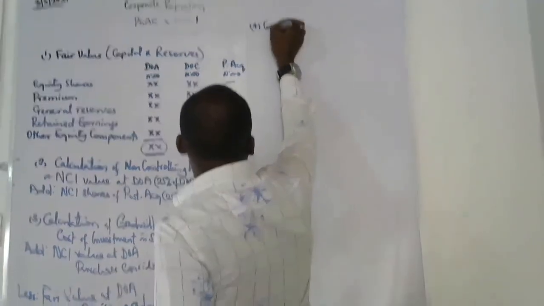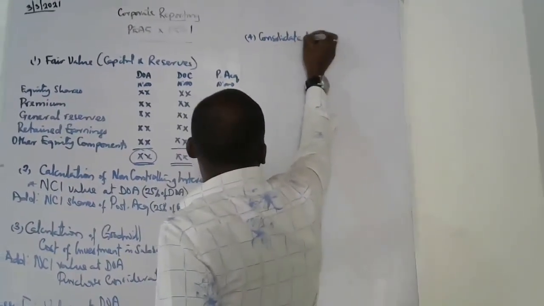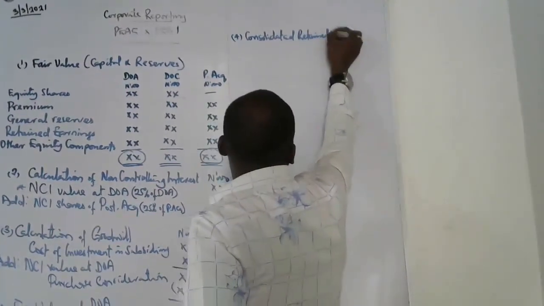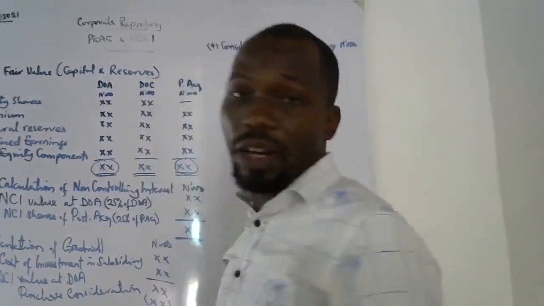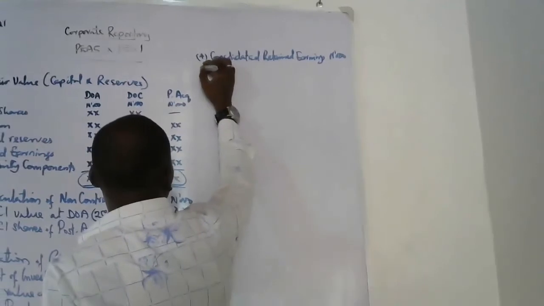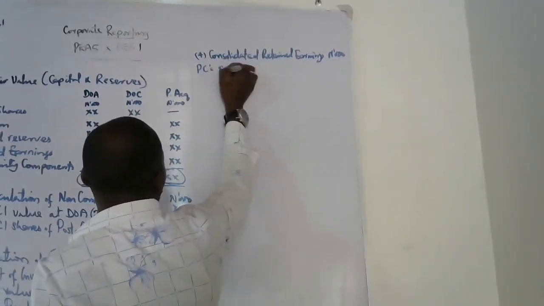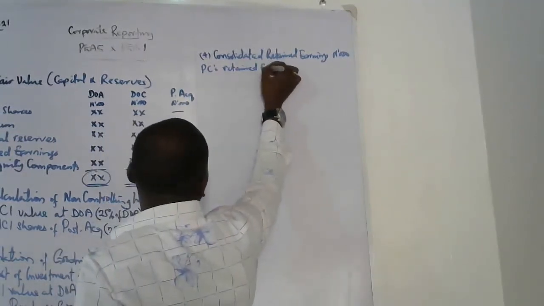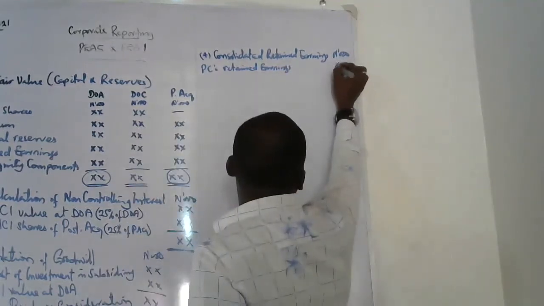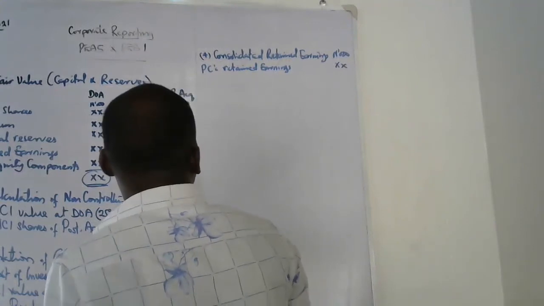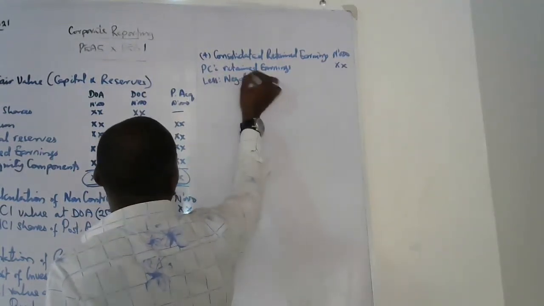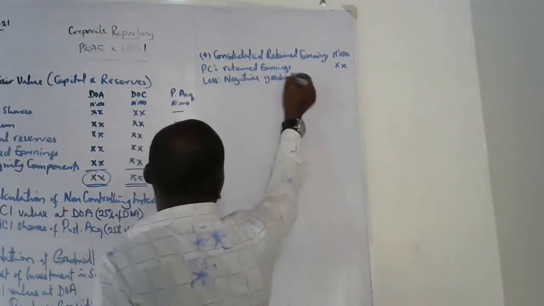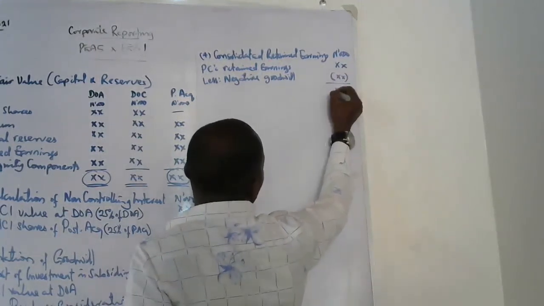Now after this, working note 4, the next thing to calculate is consolidated retained earnings. In this case, we want to look into the retained earnings of the parent company. So the first thing to bring here is the parent company's retained earnings. If we have gotten negative goodwill, we will deduct it from here. We have our balance.